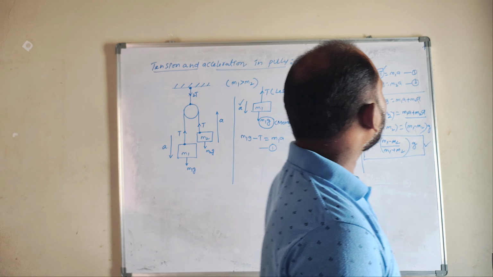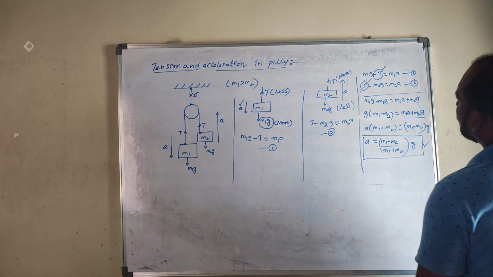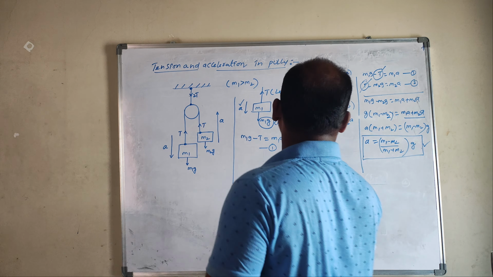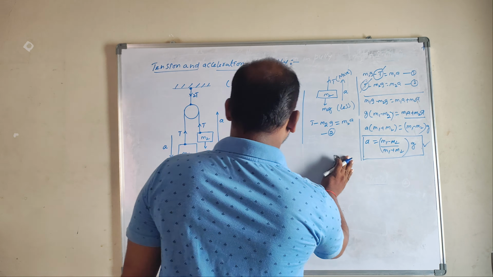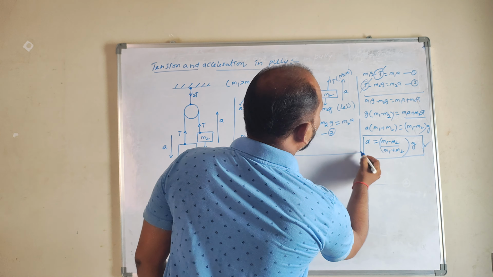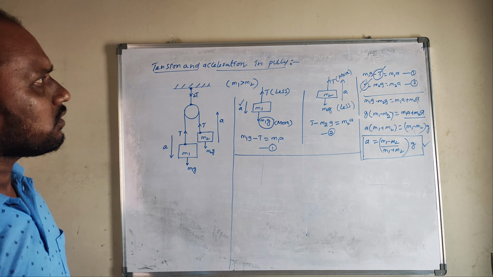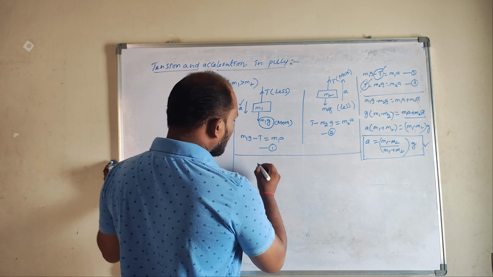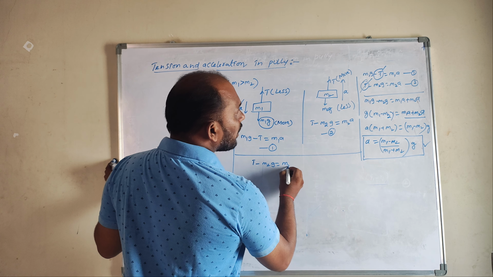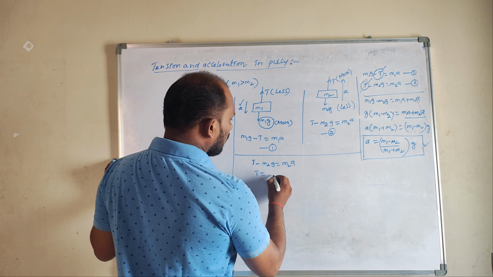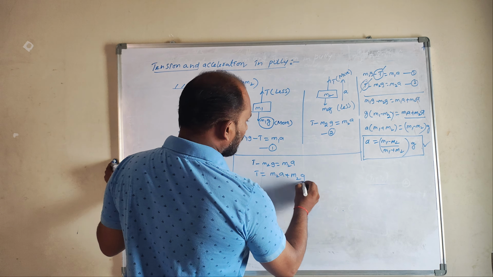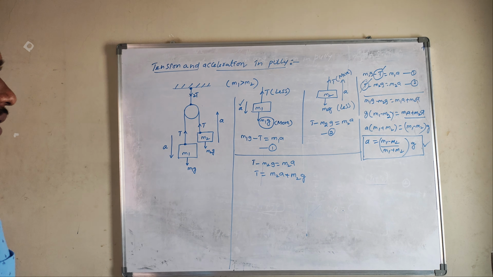Now I want to find out the tensional force. Simply, I want to find the tensional force. We have to put the value into either of these equations. Let us go to the second equation: T minus M2G is equal to M2A. So T is equal to M2A plus M2G.